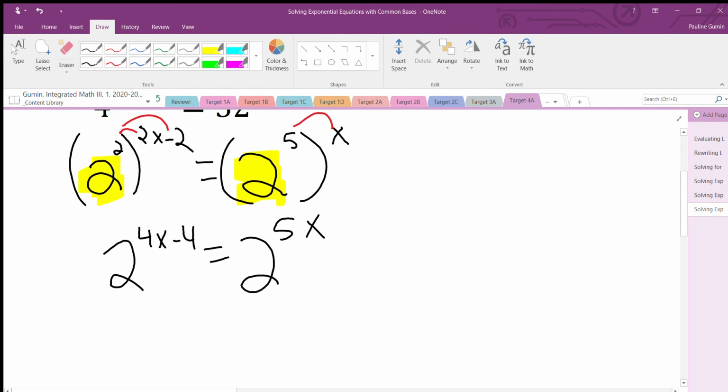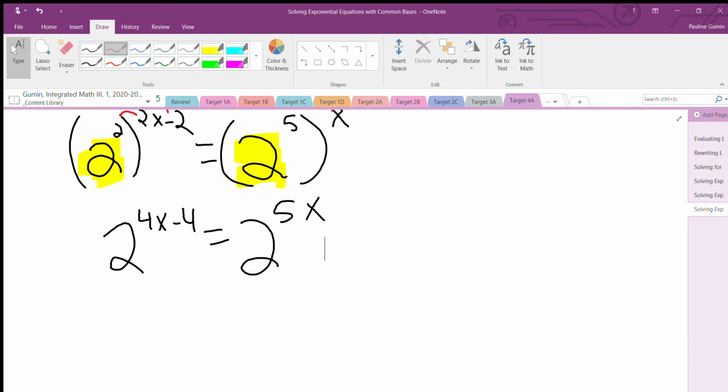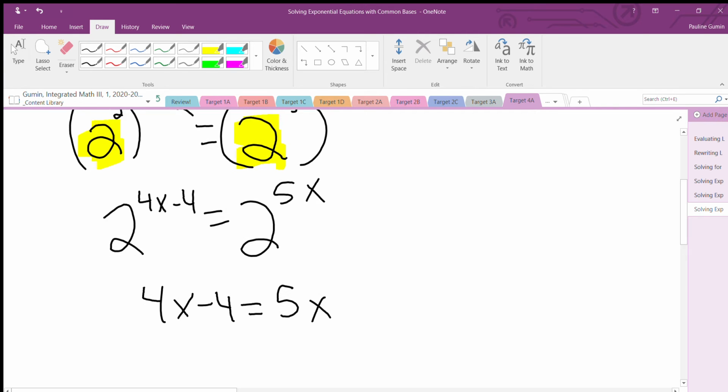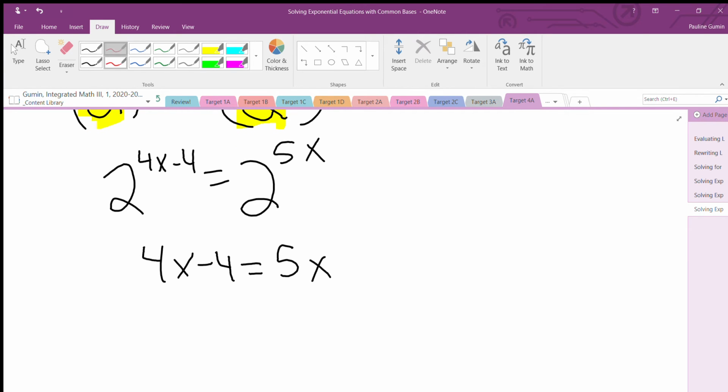Now, something incredibly beautiful happens when we have common bases. We can forget completely about them, because our problem really lies in the exponents. Okay, so the 2's are gone. I don't need to think about them anymore. So let's solve for x by getting the x's to the same side. I'm subtracting 4x, so I have negative 4 equals x. There we go.